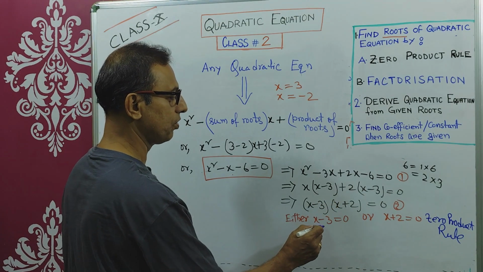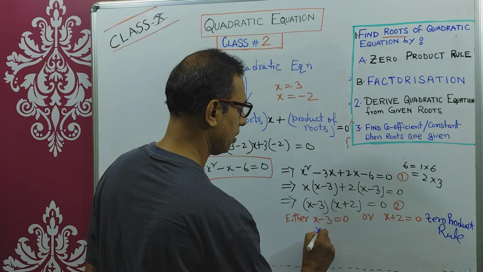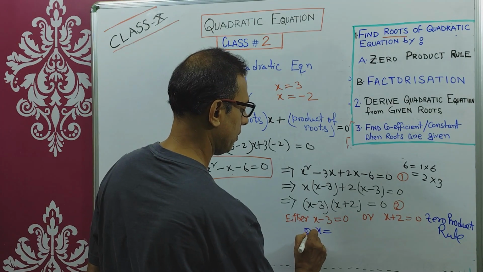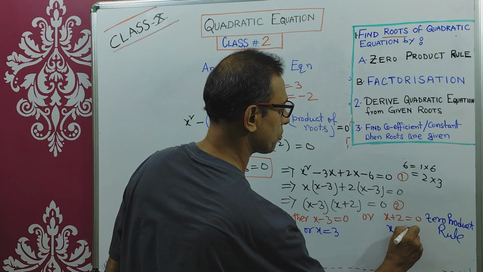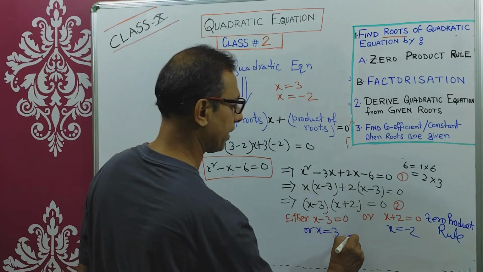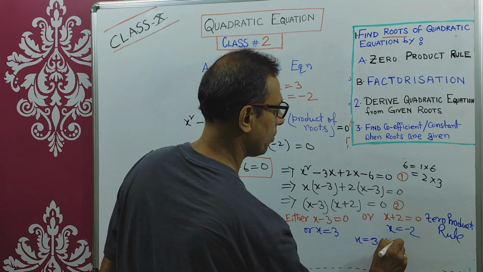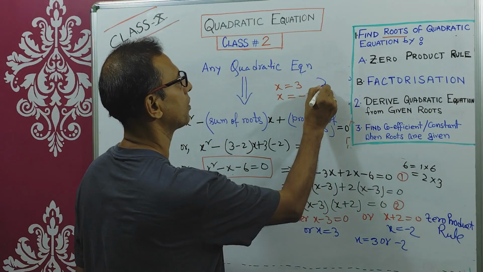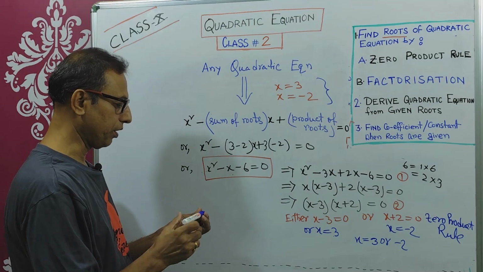So either x minus 3 equals 0 or x plus 2 equals 0. When x minus 3 equals 0, then x equals 3, and here x equals minus 2. So what are the solutions? x equals 3 or minus 2. So that is how we got it. This is what you also need to remember.